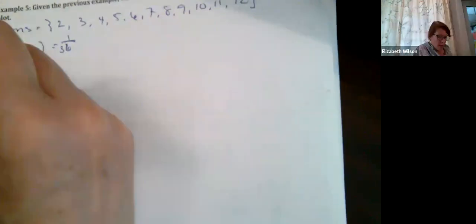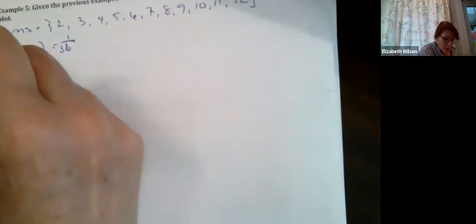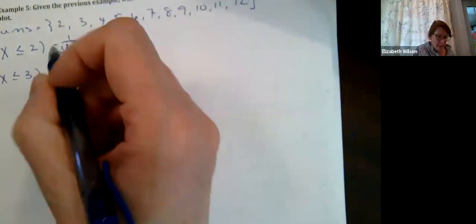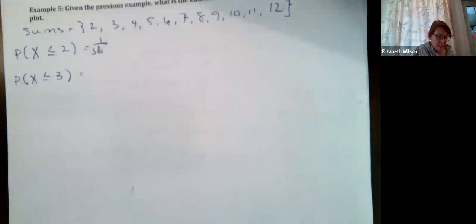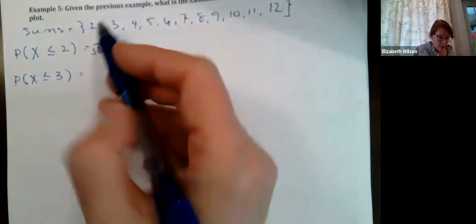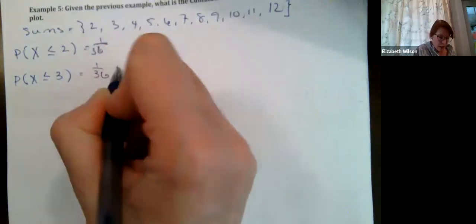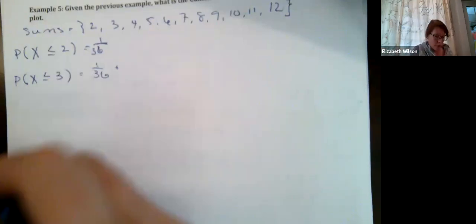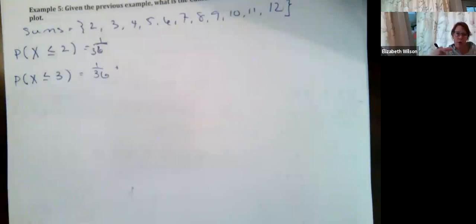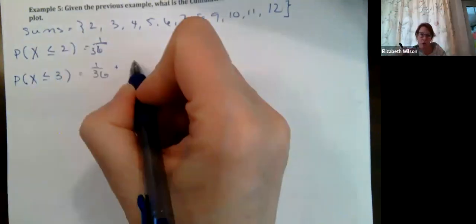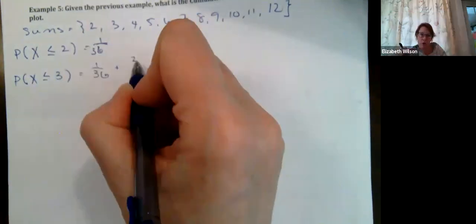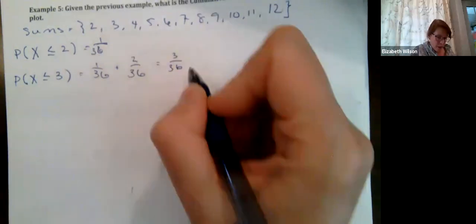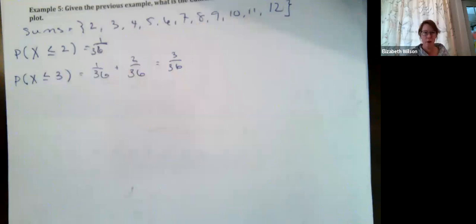Now, when I say the probability that x is less than or equal to 3, I'm going to go through my whole sum values. I'm going to take what I had before, my probability that x is less than or equal to 2, and I'm going to add in when x is equal to 3. So I'm going to start accruing, and I'm going to start summing up everything as we go. So when x is equal to 3, we had 2 out of 36 possibilities. So this gave us 3 out of 36.